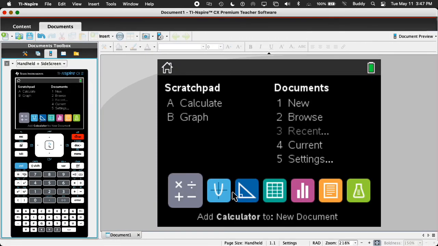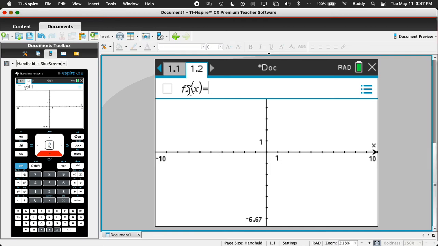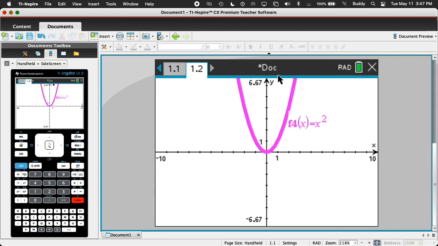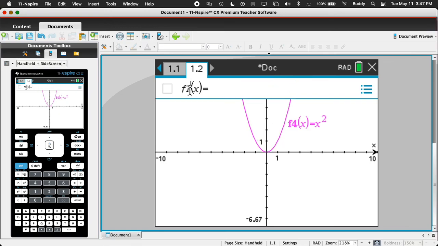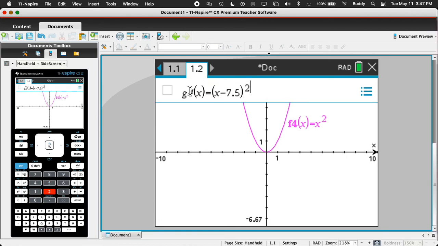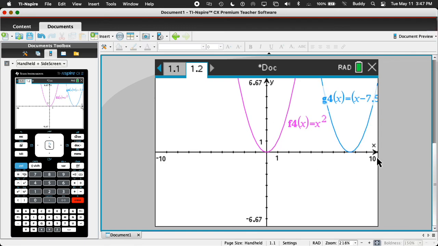So I'll go over here and start a new graph. I'll head down to F4. And now I'm going to type in G4. And I look at the graph. These are almost identical to each other, except this is moved over 1, 2, 3, 4, 5, 6, 7 and a half to the right. Exactly as we could have predicted just looking at the equation.